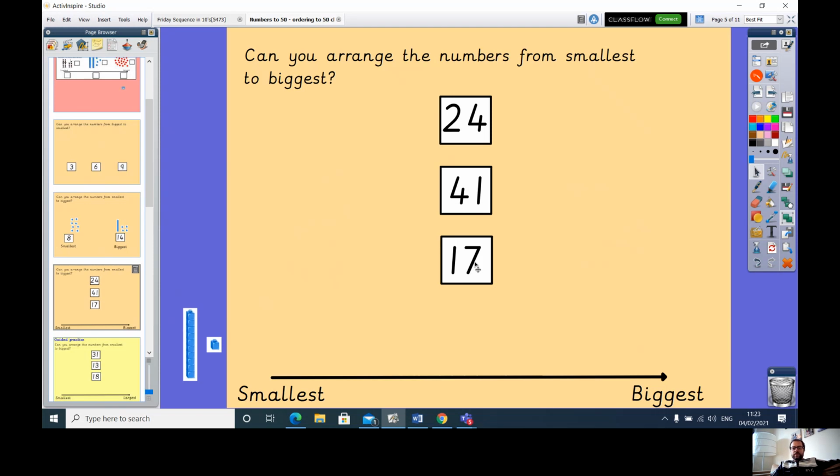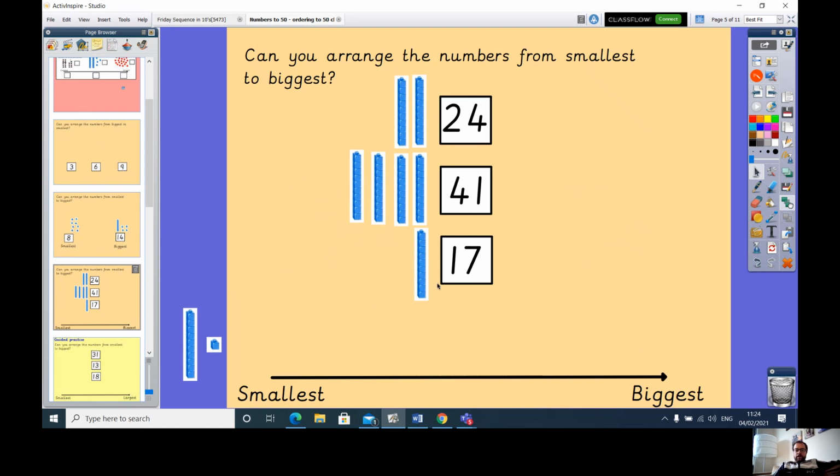Now, all of these numbers have 2 digits, so we can work out the order just by looking at the tens. 24 has 2 tens, 41 has how many tens? Excellent, 4 tens, and 17 has 1 ten. Brilliant. So if we're looking for the smallest number, smallest one first, we're looking for the number with the smallest amount of tens. 2 tens, 4 tens, 1 ten. So 17 has the smallest amount of tens. That will be the smallest number.